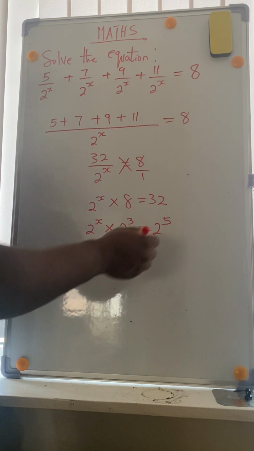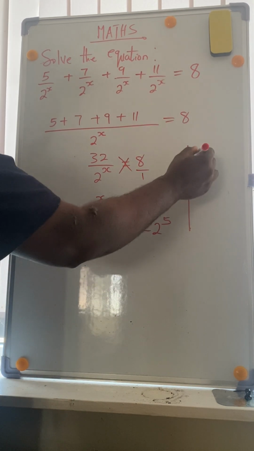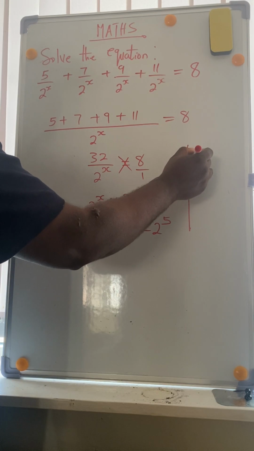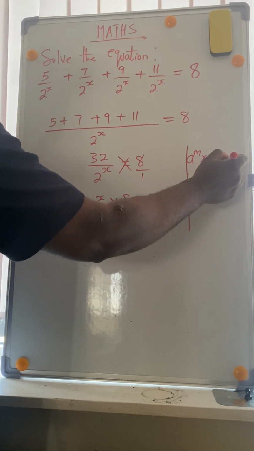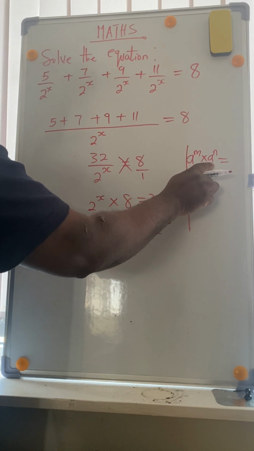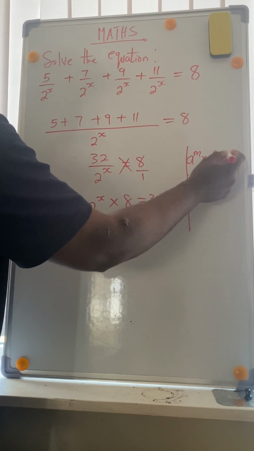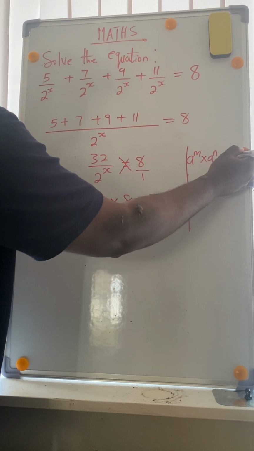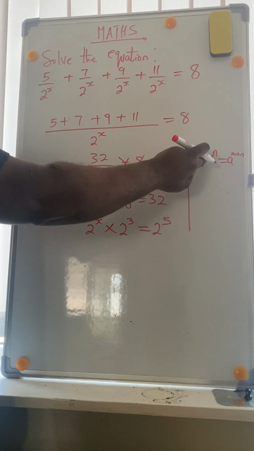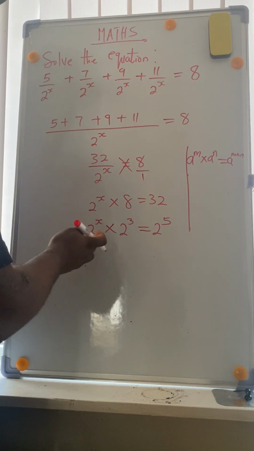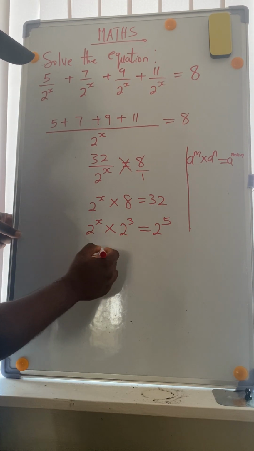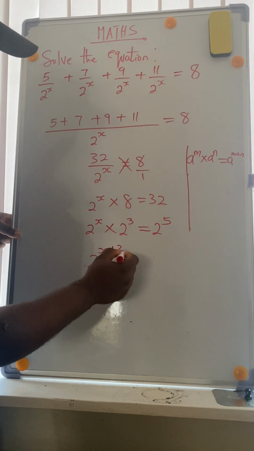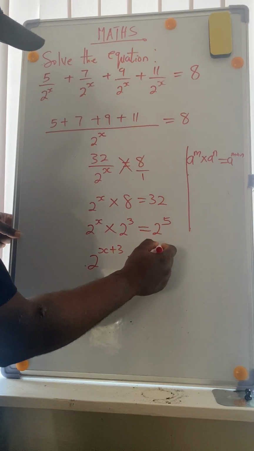And the multiplication law, just look at my right hand side here, says that if you have a raised to power m multiplied by a raised to power n, your result should be, when you are having equal base, you take just only one and you add the powers together, which is m plus n. Now, applying this particular principle to this expression, your new expression will become 2 raised to the power of x plus 3, which is equal to 2 raised to the power of 5.